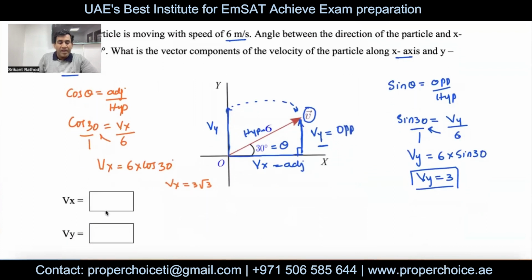Again, this is a fill-in-the-blanks type question. You can expect 3 square root of 3 as the x component of the velocity and 3 as the y component, in meters per second. So these are the possible types of questions you can expect.